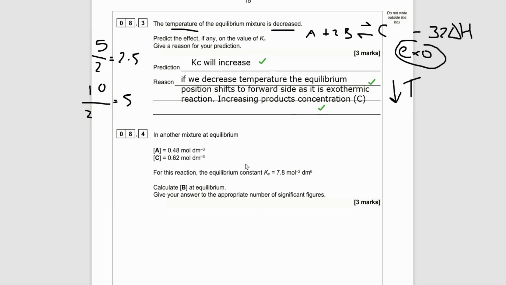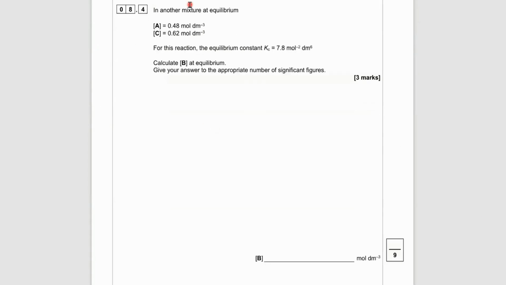Okay, let's look at 8.4. In another mixture, so they're telling us we're not using the same data. A is 0.48 mole per decimeter cubed concentration, and C is 0.62. For this reaction, the Kc is 7.8 mol^-2 dm^6. Calculate B at equilibrium, give your answer in the appropriate number of significant figures. Now, they've given us the units, which is very kind of them, so we don't have to work out the units.